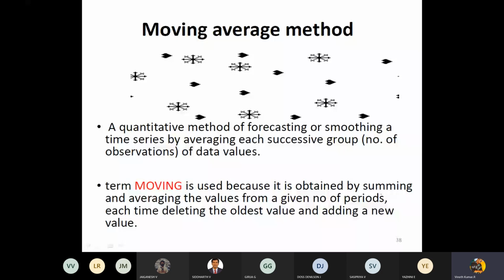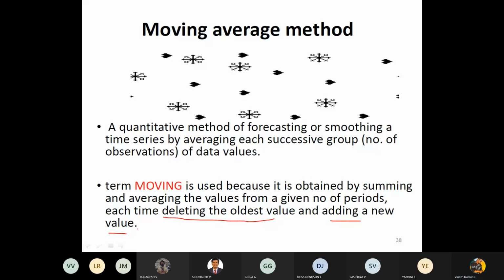Because the average moves over time, after each period, the demand for the oldest period is omitted, and the demand for the newest period is added for the next calculation. So it is very important, right? Here it has to be mentioned: deleting the oldest value and adding the new value. That is what I'm saying, right? The demand for the oldest period is omitted, and the demand for the newest period is added for the next step of calculation. So this is the simple procedure for the moving average method, right?